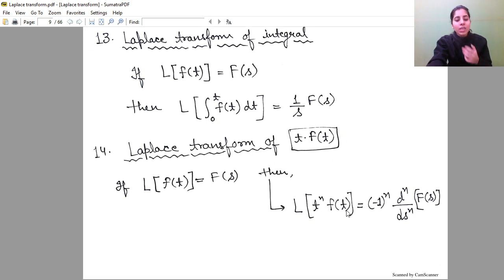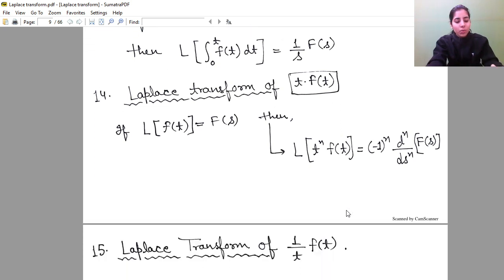Clear? And all these formulas should be clear to all the students, so that any time you solve a question, you can easily relate it: okay, this is what has been given, or what has been shown, and that's what you need to find.